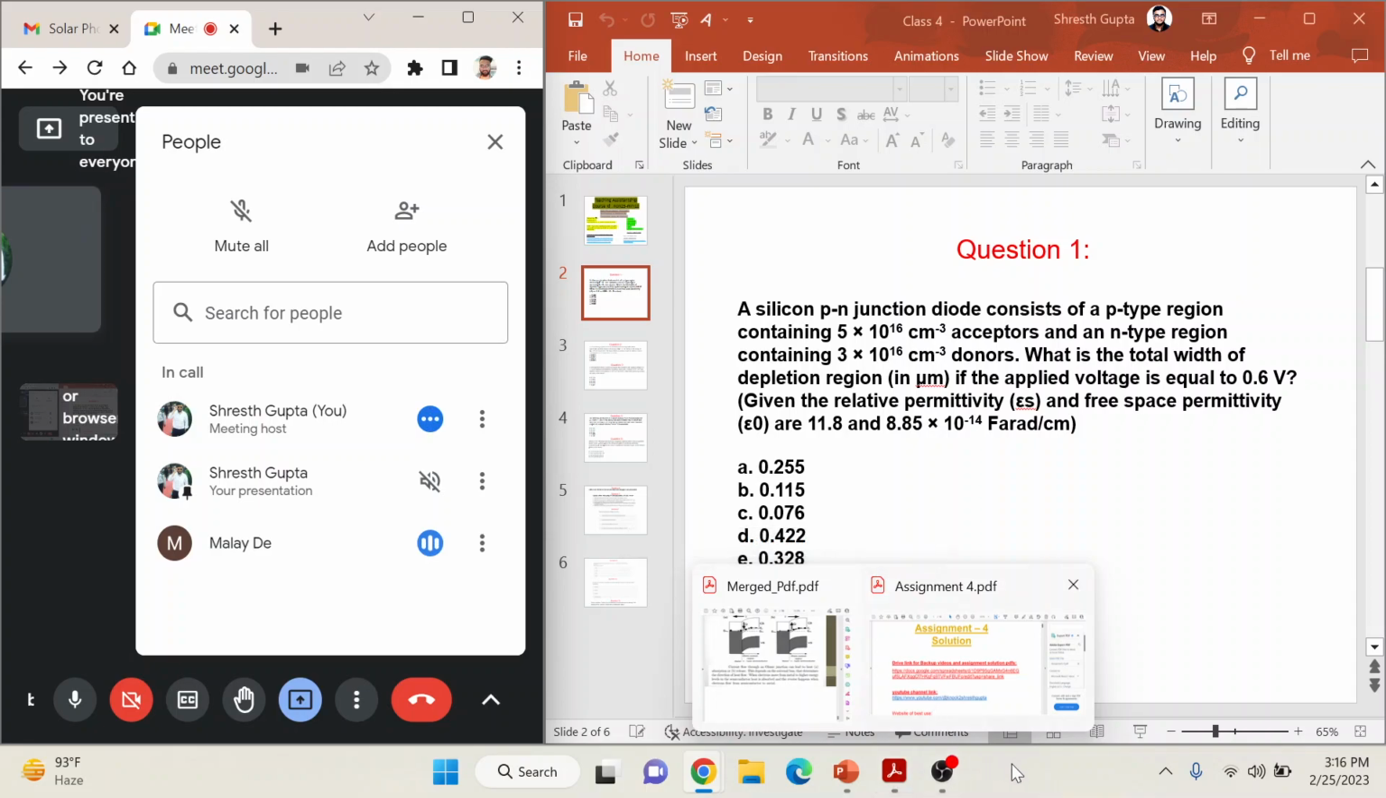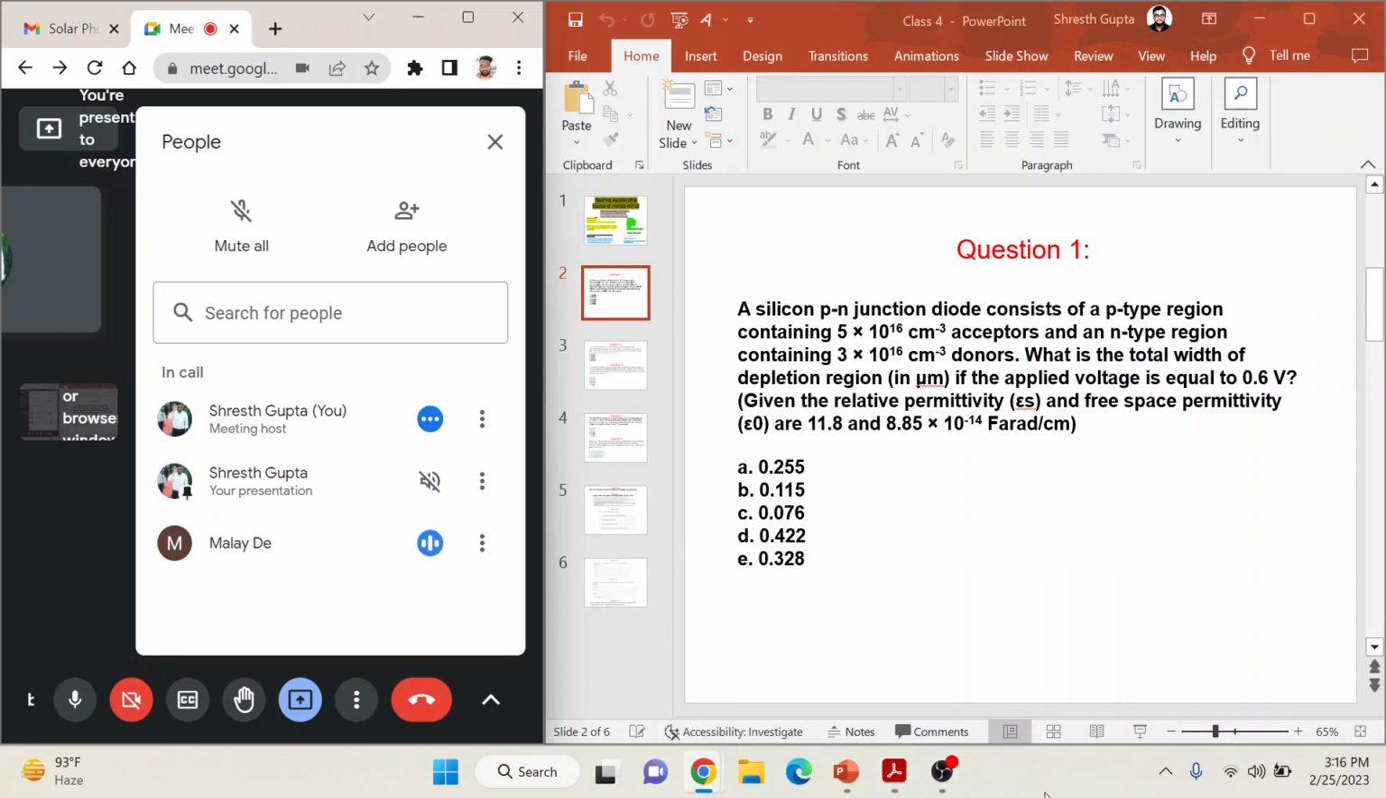Sir, it's wrong calculation. Only need time calculation. Okay, so you're doing it. Great, great. Yeah, do it. So that I know the formula, sir. It's 2 epsilon (V_bi minus V_A) over q times (1/N_D plus 1/N_A). This is the formula. You try to solve it.